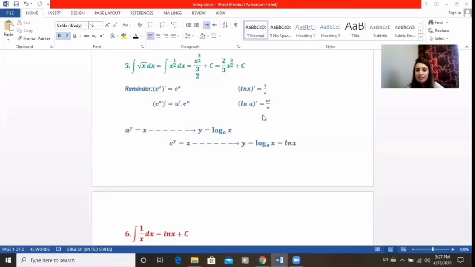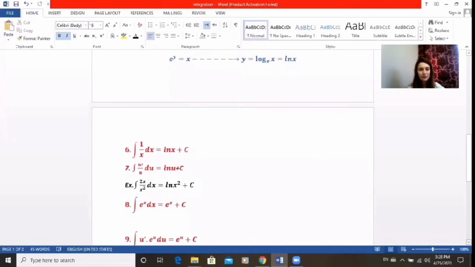When you integrate these things, you will get this answer. For example, if you are integrating e to the power x, you will get again e to the power x. If you are integrating u prime dot e to the power u, you will have e to the power u. If you have 1 over x, you will get ln x, and so on. Let's study all the rules one by one.